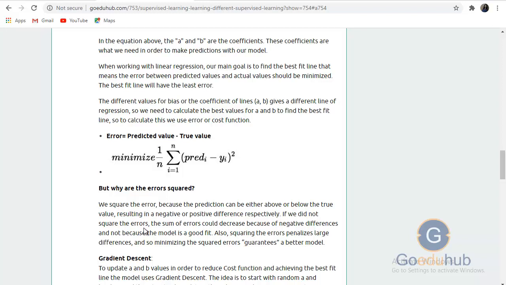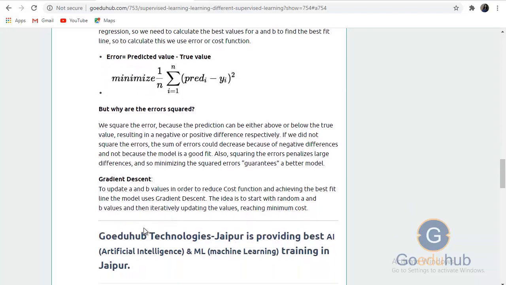So we can say we have a linear relationship between the independent variable and the dependent variable. Now the question that comes to mind is how we calculate the a and b values. So, gradient descent. We will use gradient descent to update the a and b values in order to reduce the cost function and achieve the best fit line. The idea is to start with random a and b values, then iteratively update them, reaching the minimum cost. And when our cost is minimum, we will finalize the a and b values.